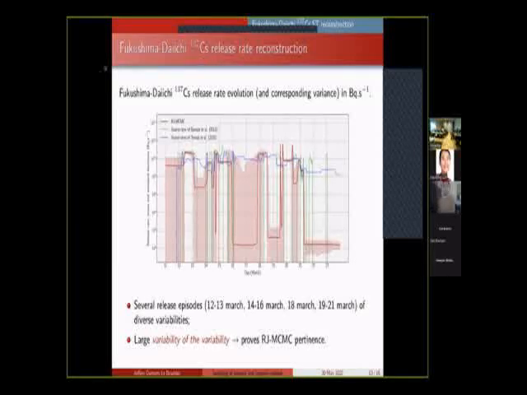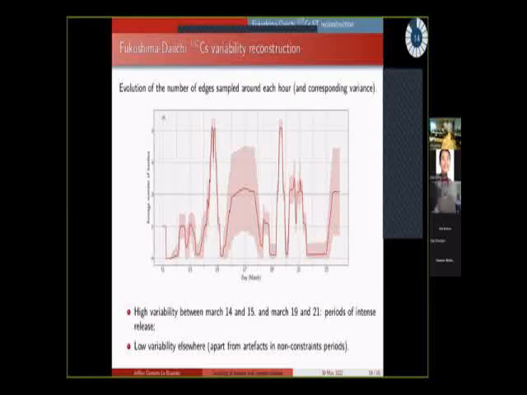Here we reconstruct the average number of sampled edges at each time and the associated standard deviation. So in essence, this curve shows the number of edges necessary to model the release at a certain time. So it's basically the variability of the release according to the algorithm. And we can note diverse things. There is again a large variability between the 14th and the 15th, and between the 19th and the 21st. So this observation confirms once again the relevance of using the reversible jump MCMC algorithm. There are periods of high variability which can be sampled finely.